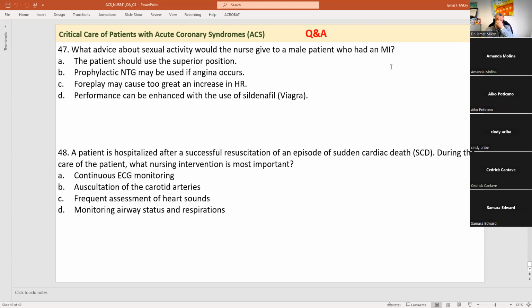48. A patient is hospitalized after successful resuscitation from an episode of sudden cardiac death. During the care of the patient, what nursing intervention is most important? Continuous ECG monitoring. Because many patients who experience sudden cardiac death have coronary artery disease without an acute MI, but they do have dysrhythmias that can cause death.